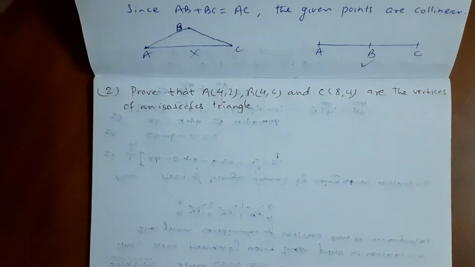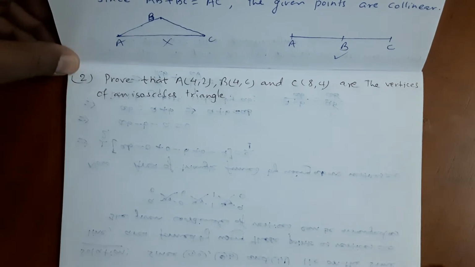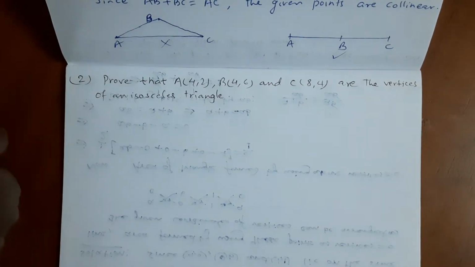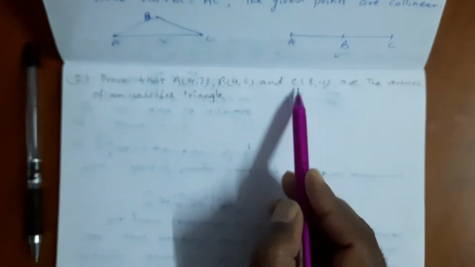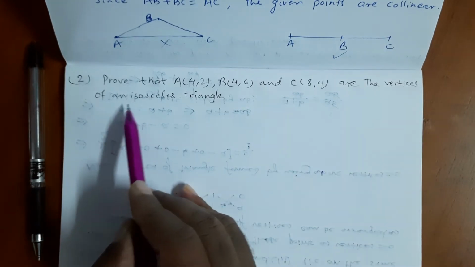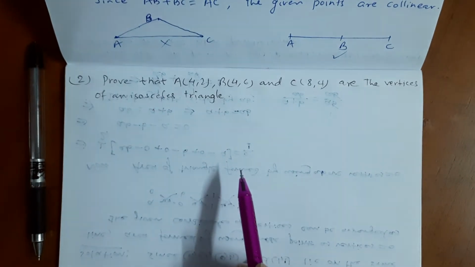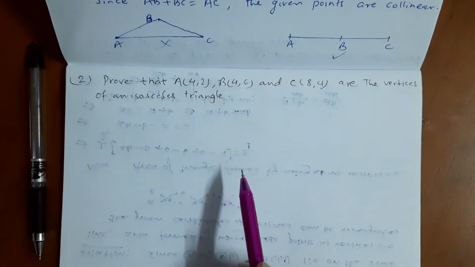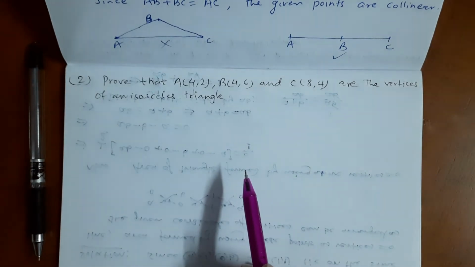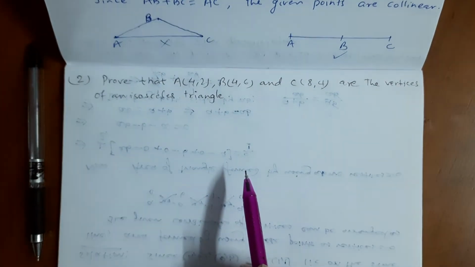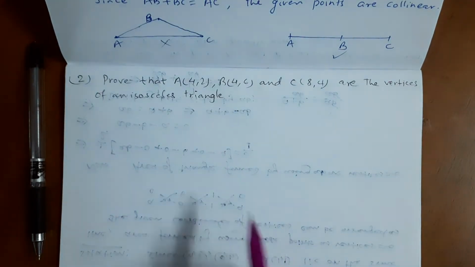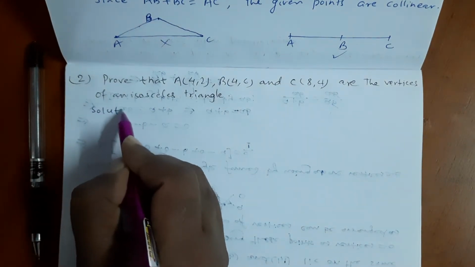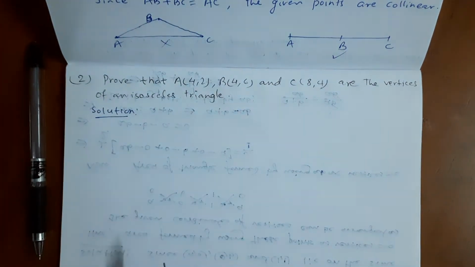Here in number 2, we have to prove that A(4, 2), B(4, 6) and C(8, 4) are the vertices of an isosceles triangle. To prove this, we have to find the length of each side using the distance formula, and after that, if we can show that two sides are equal, then we will prove that these are the vertices of an isosceles triangle. Now look at the solution to this question.